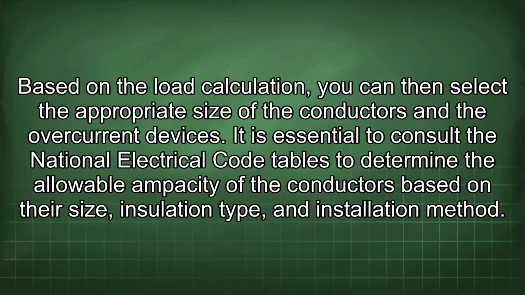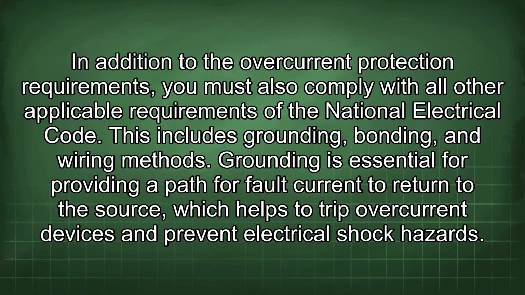Based on the load calculation, you can then select the appropriate size of the conductors and the overcurrent devices. It is essential to consult the National Electrical Code tables to determine the allowable ampacity of the conductors based on their size, insulation type, and installation method. In addition to the overcurrent protection requirements, you must also comply with all other applicable requirements of the National Electrical Code. This includes grounding, bonding, and wiring methods.